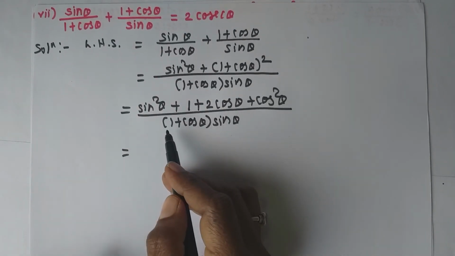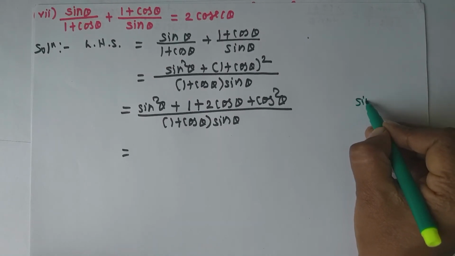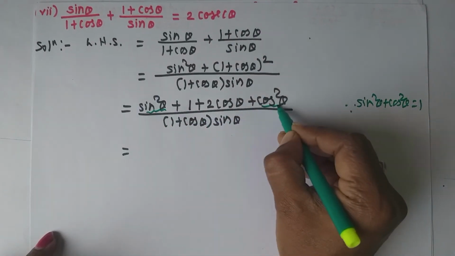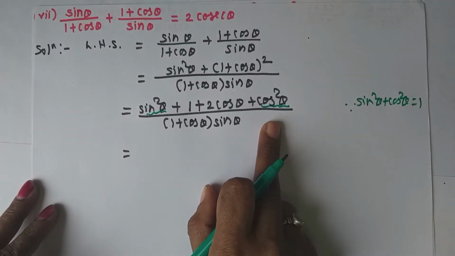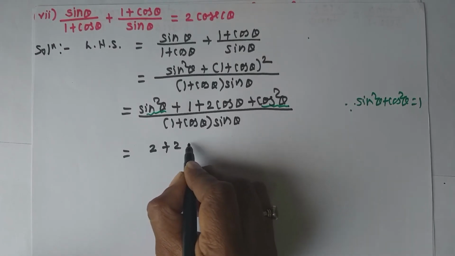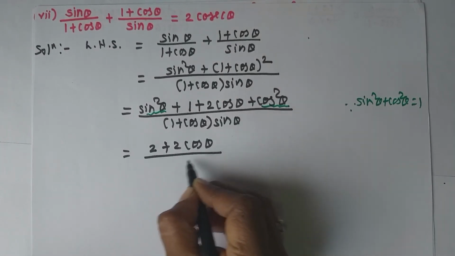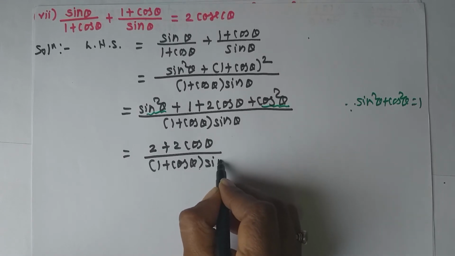Now from using our first identity, sin square theta plus cos square theta is 1. You take these two terms together, sin square theta plus cos square theta will be 1. That 1 and this 1 becomes 2. Therefore this will be 2 plus 2 cos theta, divided by 1 plus cos theta into sin theta.